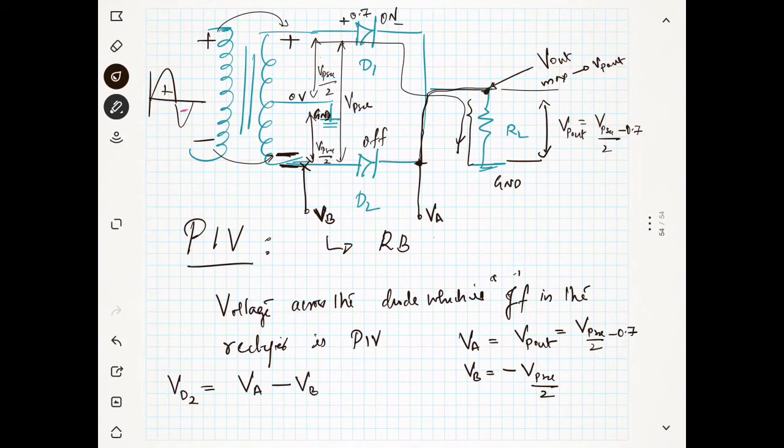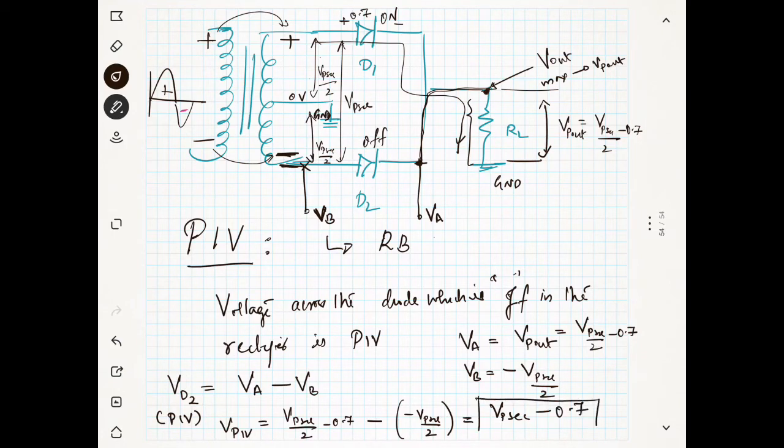So Va minus Vb is nothing but the voltage across the diode. It is nothing but the peak inverse voltage. So the peak inverse voltage is Va, which is Vp secondary by 2 minus 0.7, minus Vb, which is minus Vp secondary by 2. So minus and minus become plus. So this becomes Vp secondary by 2 plus Vp secondary by 2, which is Vp secondary, minus 0.7. So this is the peak inverse voltage in the full wave rectifier.